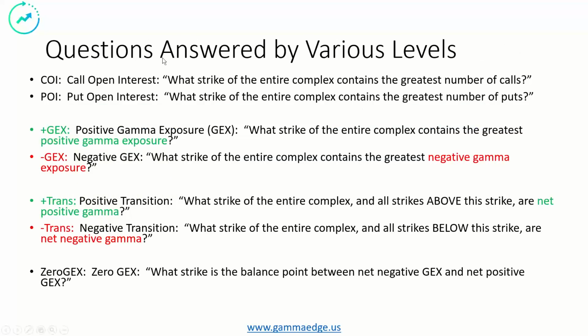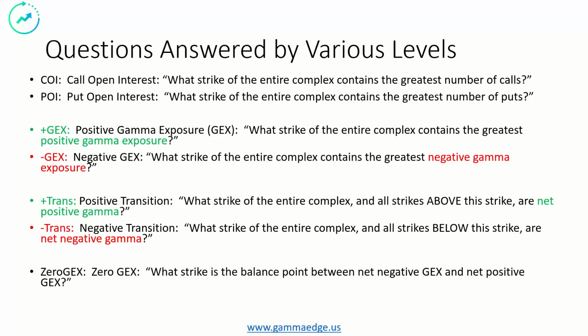All right, so moving forward, these are the questions that are answered by various levels. We continue to get DMs and questions in the Discord about what these levels mean. So COI, call open interest: what strike of the entire complex contains the greatest number of calls? And conversely, the POI would be the put open interest: what strike of the entire complex contains the greatest number of puts? I think that's pretty self-explanatory and pretty easy for people.